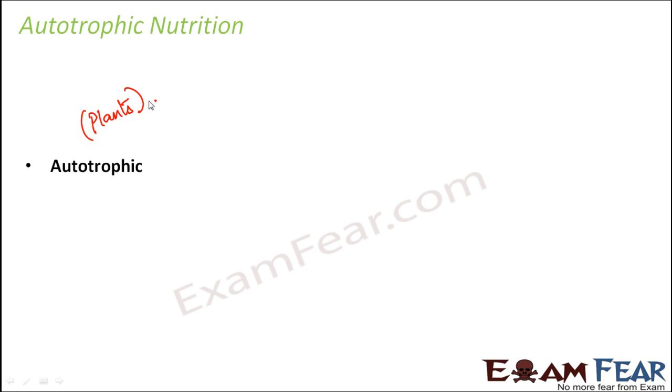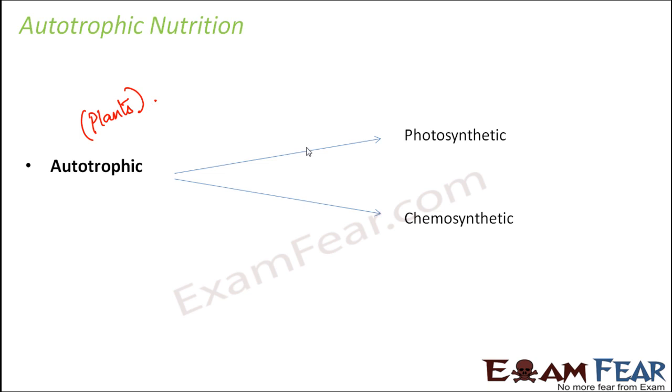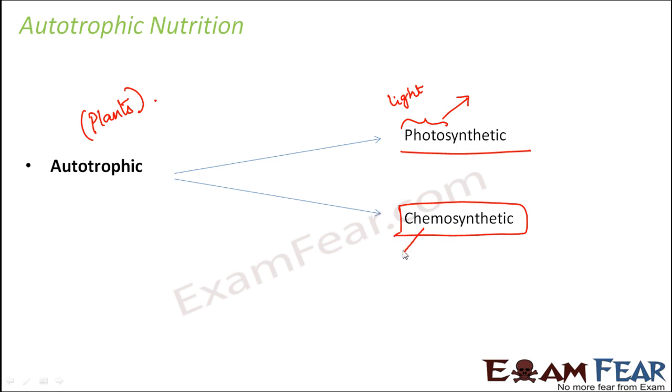Now in autotrophic nutrition also, there can be two types of plants. One is photosynthetic plants. This category of plants performs the process of photosynthesis to prepare their food. Photo means light, so they prepare their food in the presence of sunlight. That is one category. The other category is chemosynthetic. Chemo means chemicals, so here they prepare their food with the help of chemicals. These are the two categories of plants. However, both of them prepare their own food.